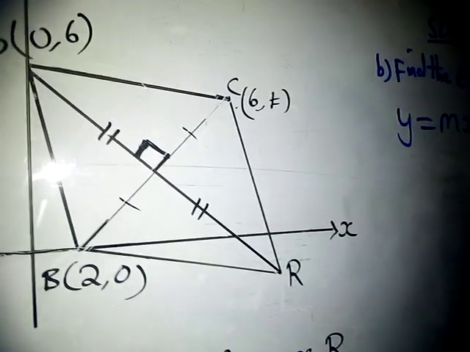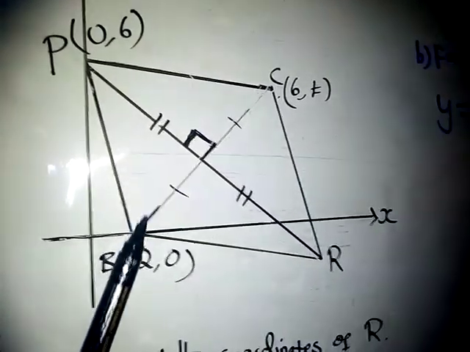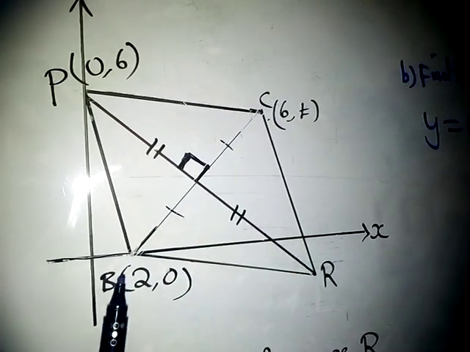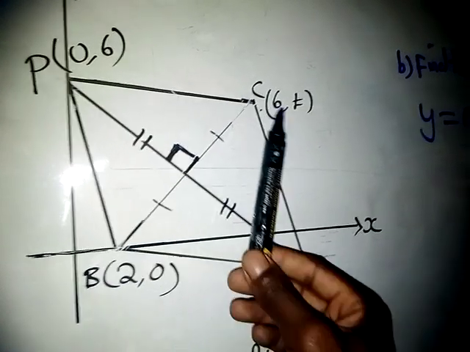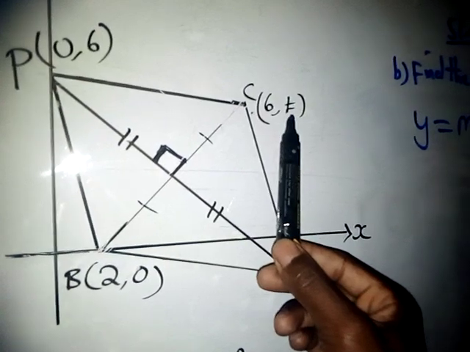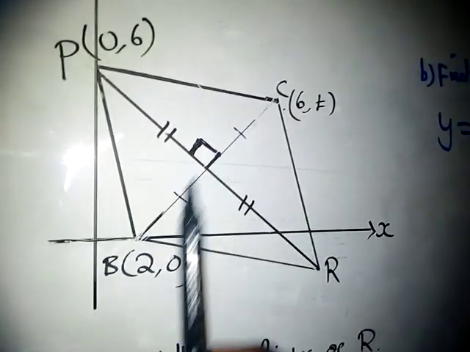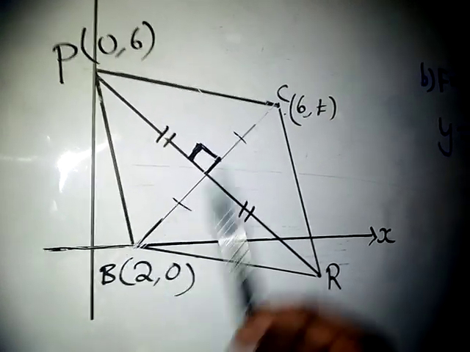So the concept we're going to use is to first find the gradient of this line, which is well defined, in the sense that B and C have coordinates. B is (2,0) and C is (6,4), because we have found what t is. So let's first find the gradient of line BC, the slope of BC.